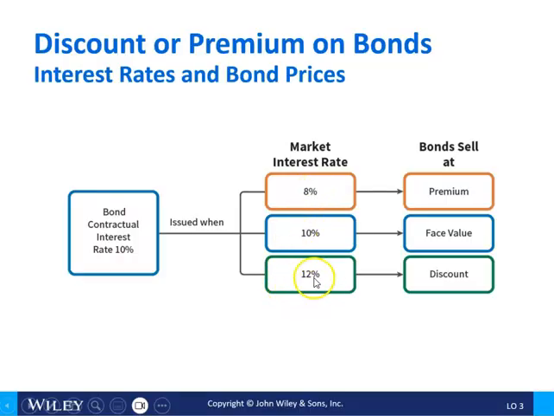If the market interest rate is higher at 12%, that means investors can go out and get a 12% return on similar investments. We're only paying 10%, so they're not going to pay the full face value. They're going to pay less than that, so the bond is going to sell at a discount.